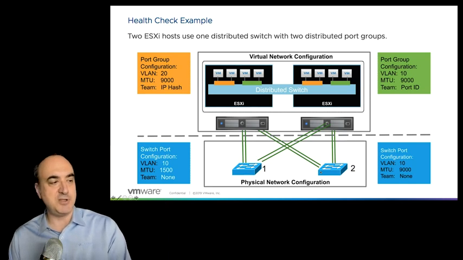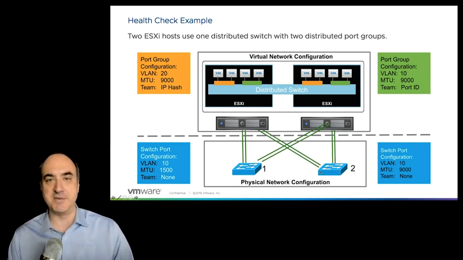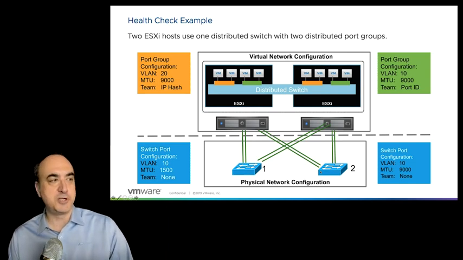However, one has an MTU of 1,500 bytes, and the other one has an MTU of 9,000 bytes. That already looks a little suspicious if you're trying to connect it all to the same vSphere environment. But now let's look at the port groups. The orange port group on the left is configured to basically provide VLAN 20, so it requires a VLAN trunk of VLAN 20 on the physical switch port. I don't see one of those.